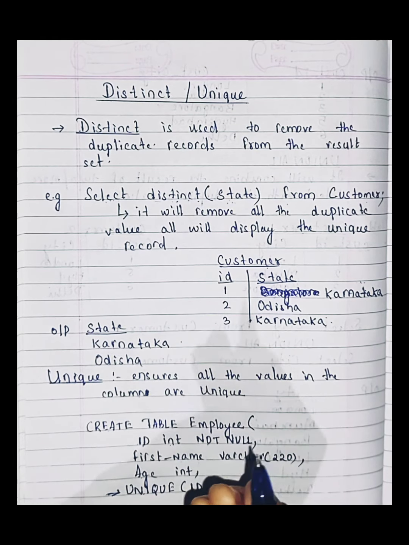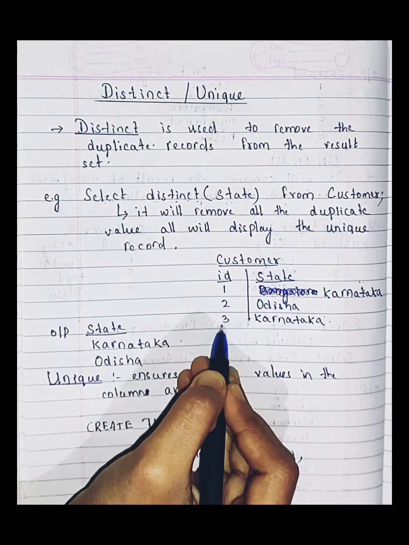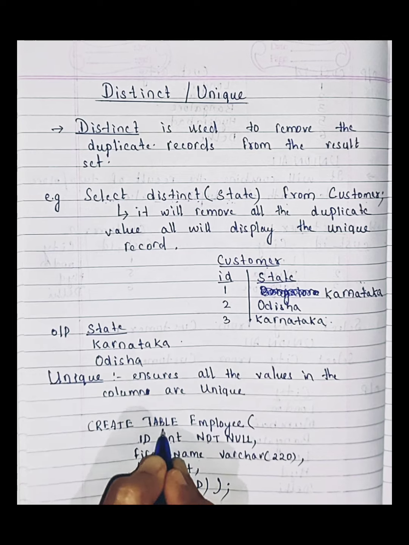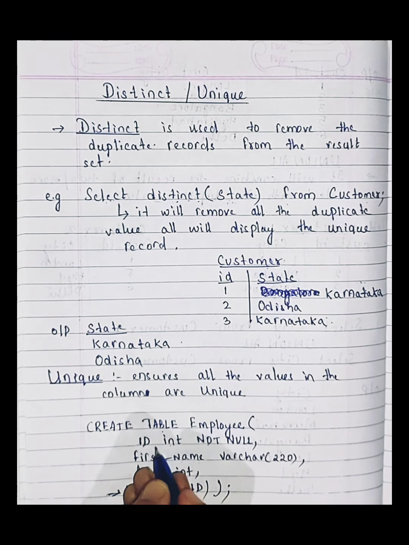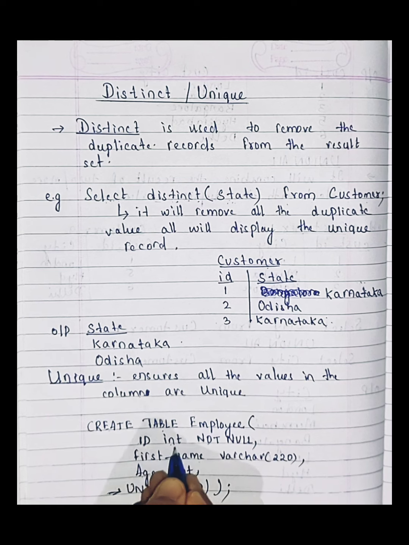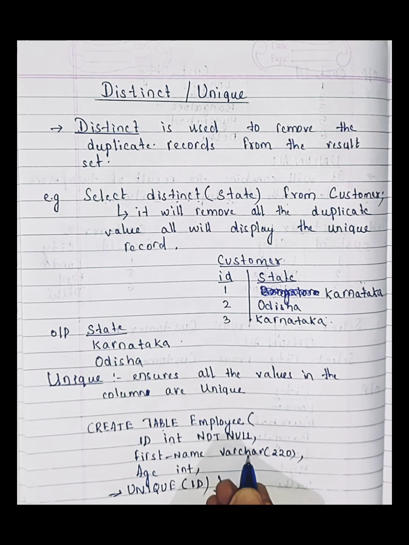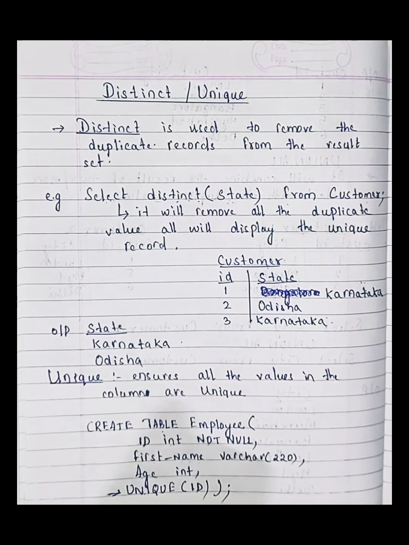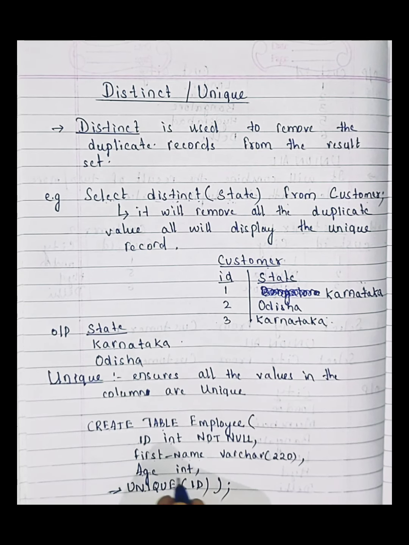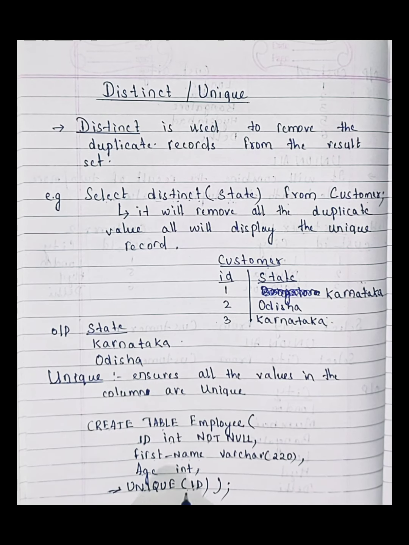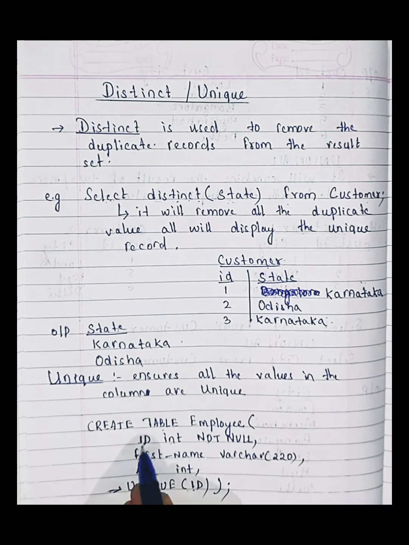So how could we specify that all the values must be unique? The syntax is, suppose we are creating one table: create table, table name, then within round brackets we specify column 1, that is ID, the data type is int and it shouldn't be a null value, then comma, the second column, first name, the data type is varchar, the size is 220, then comma, the third column, age, the data type is int. After that, comma, we specify unique id, the id must be unique.